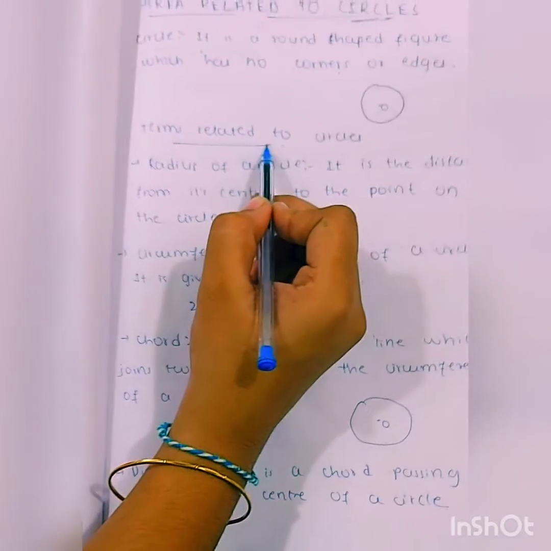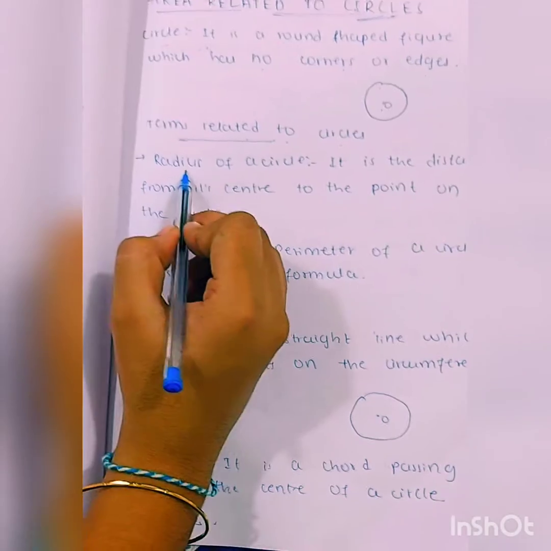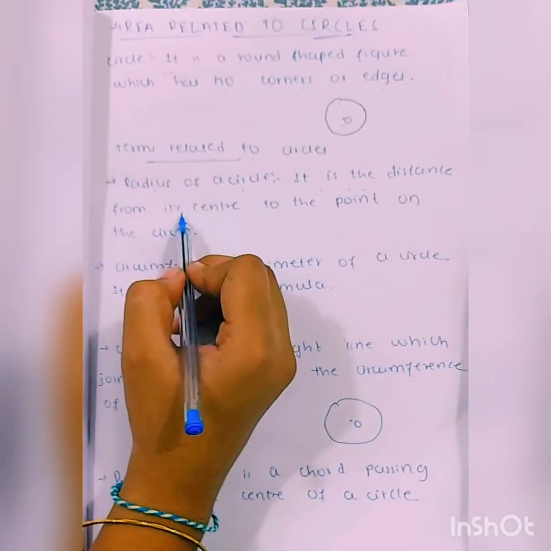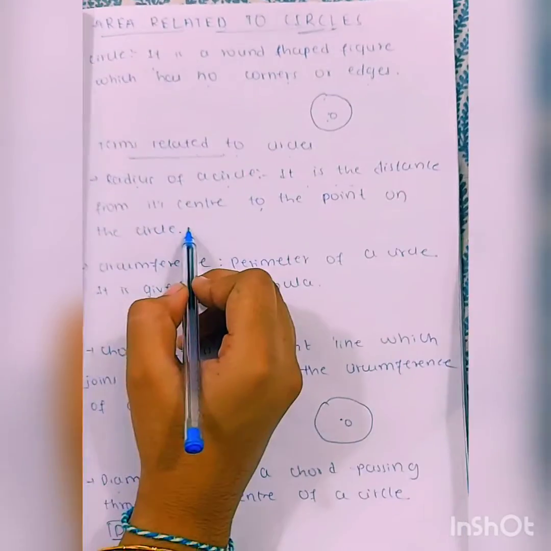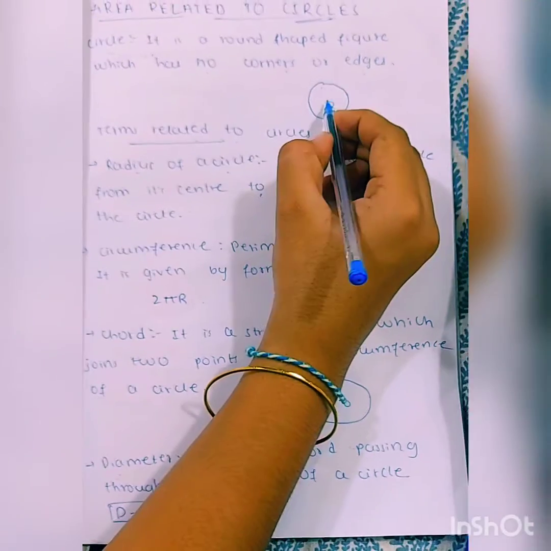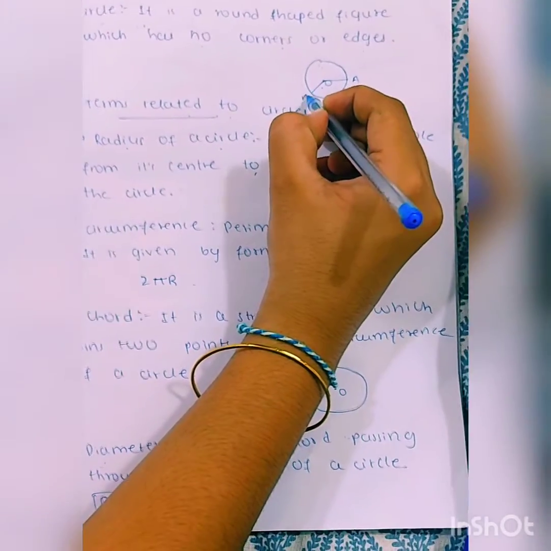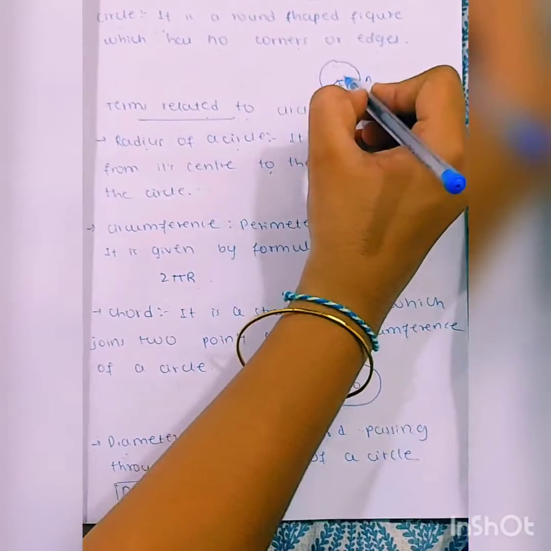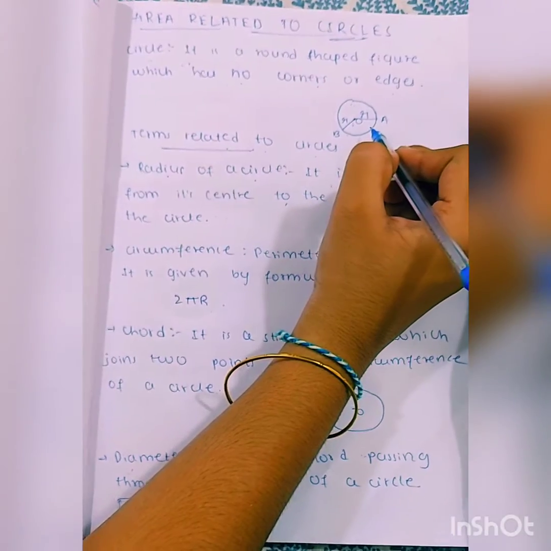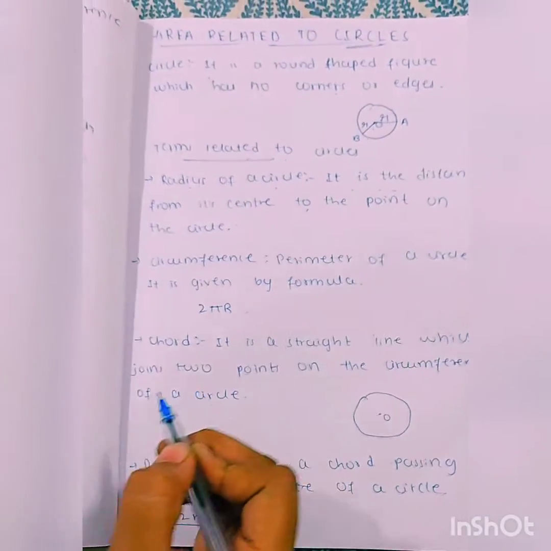Now, I want to discuss a few terms related to circles. First one, radius of a circle. It is the distance from its center to a point on the circle. For example, when we consider a circle, OA is the radius of the circle and OB is the radius of the circle. So here, a point to remember is all the radii of the same circle are equidistant from the center.